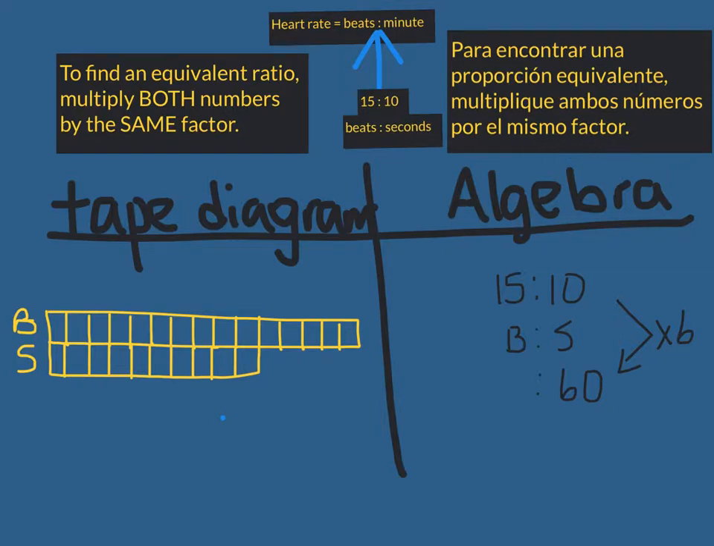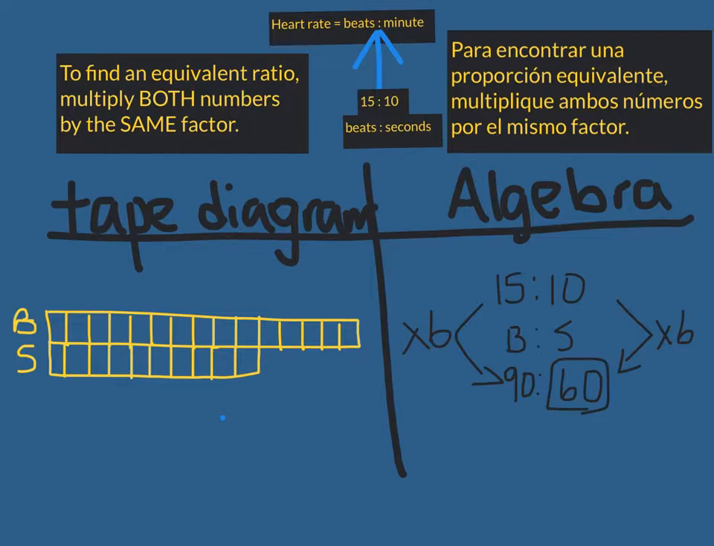So that would mean that I have to then take this 15 and do what to it? That's right. If I multiplied this number over here, 10 by 6, I'm going to have to multiply 15 by 6. And 15 times 6 would be 6 times 10, 60, and 6 times 5, 30, put together, so 90. So there's 90 beats per minute, since I know 60 seconds in a minute.